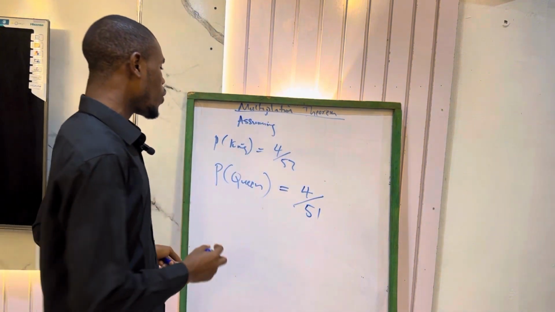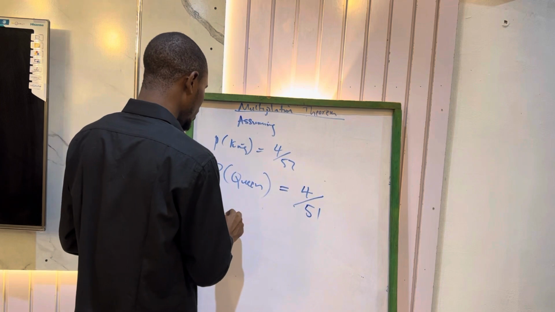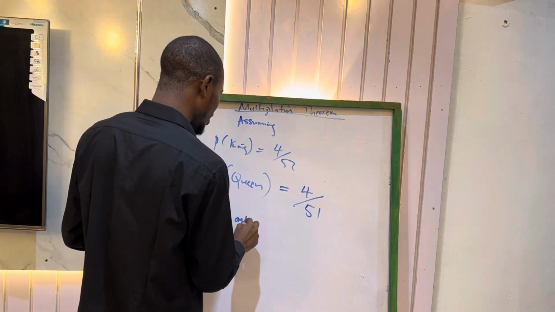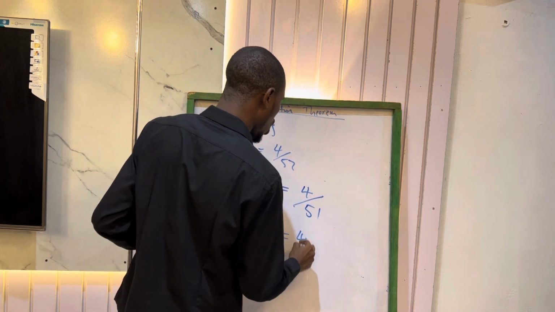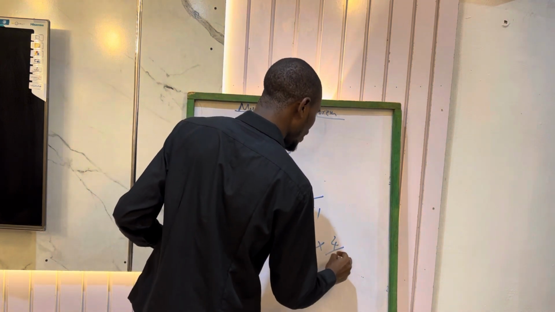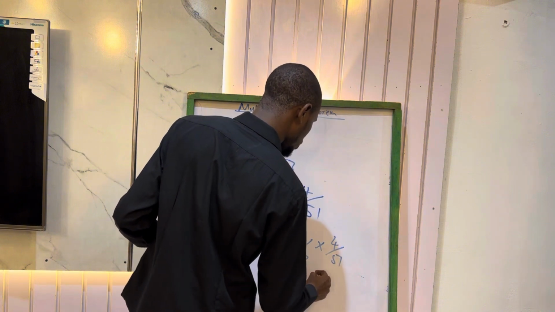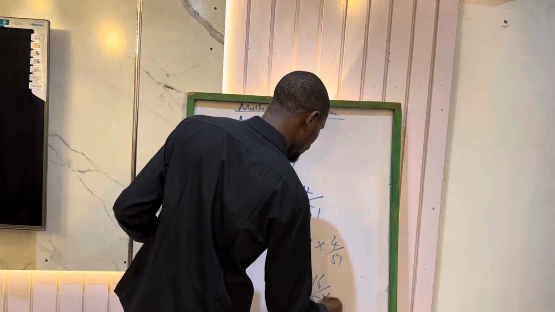So now the probability of getting a king and a queen will be equal to 4 over 52 times 4 over 51, which will give us 16 over 52 times 51.